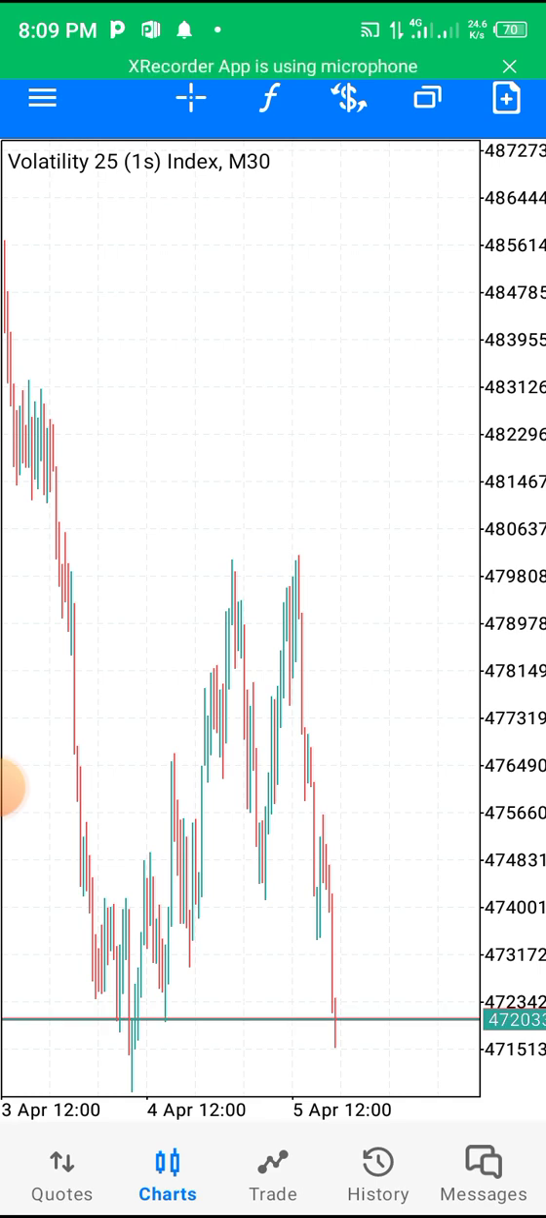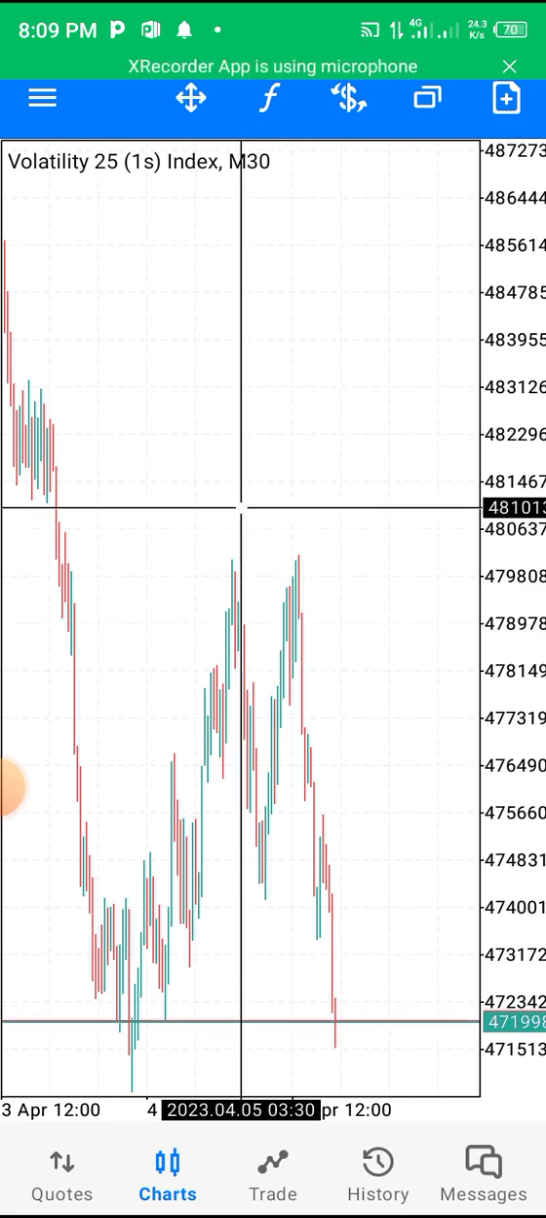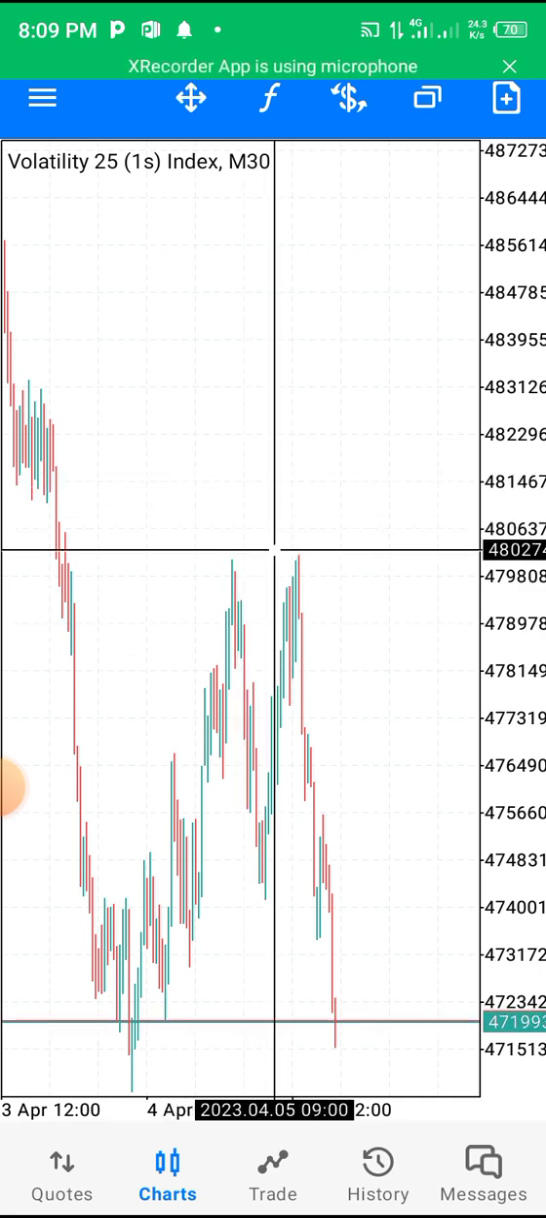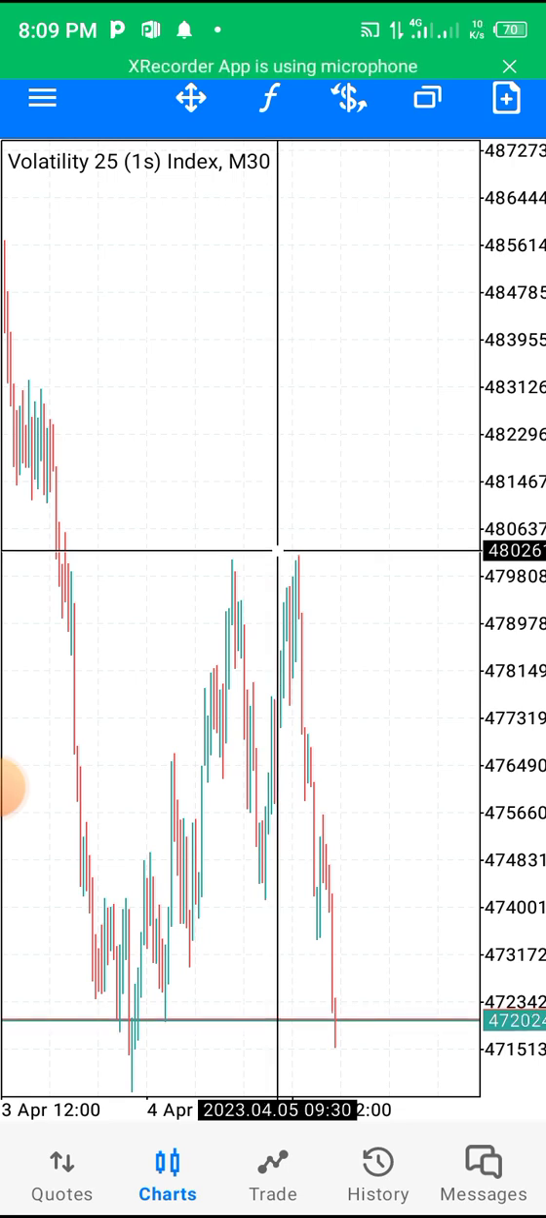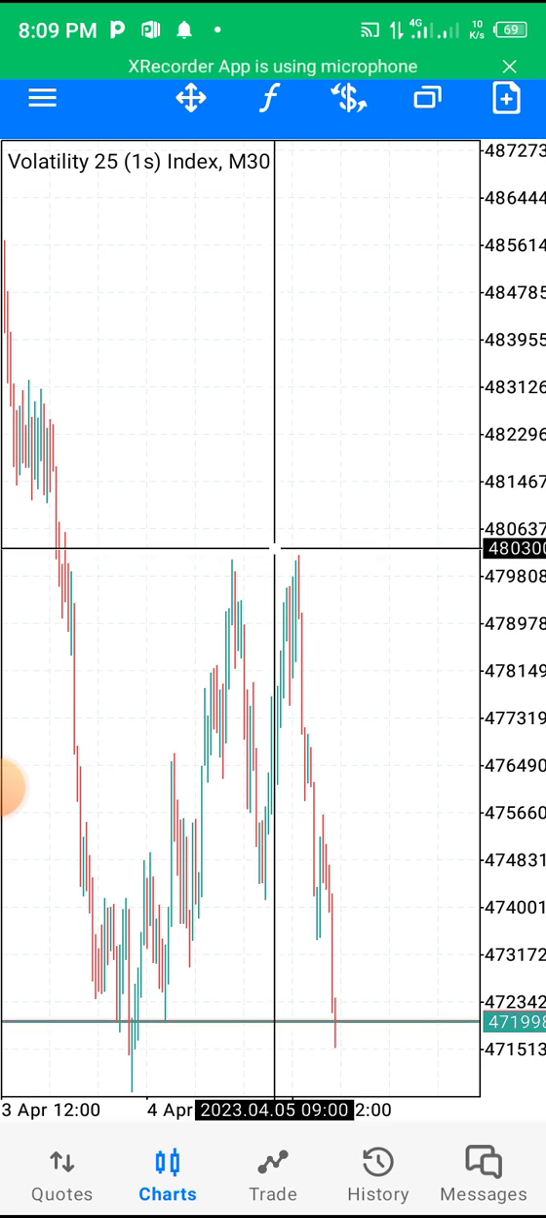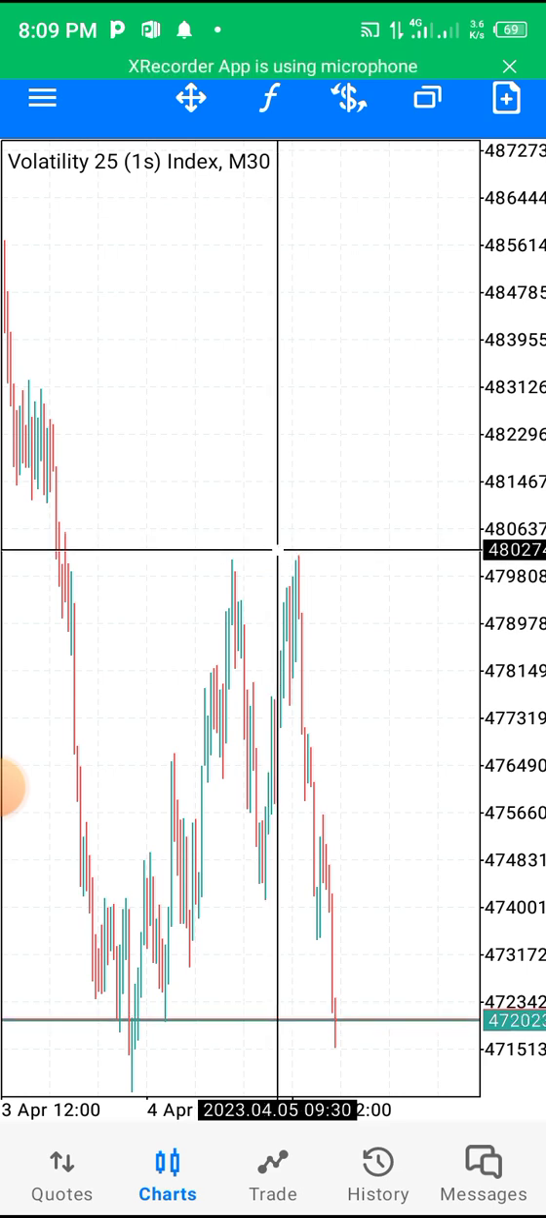What you need to do is go to a 30 minutes time frame, because that's the closest time to the time you're having at that particular moment. It was 12:15, so all you need to do is go to a 30 minutes time frame and wait for the 30 minutes candles to start forming, because that's the closest time you have at that moment.